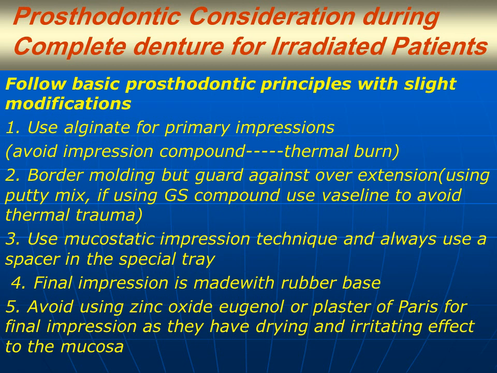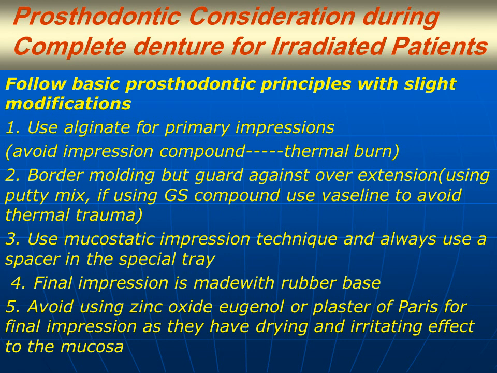Prosthodontic consideration during complete denture construction for irradiated patients. We have to follow basic prosthodontic principles with slight modifications. Let's go step by step. For primary impression, use an alternate impression material and avoid impression compound to avoid any thermal burn for the patient. During border molding, do border molding, but guard against overextension.